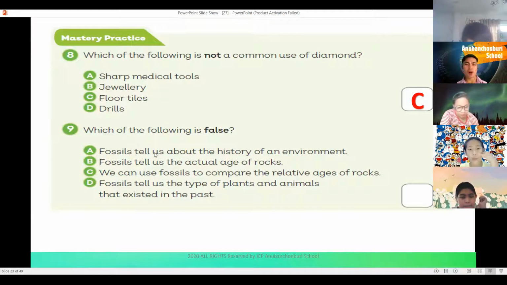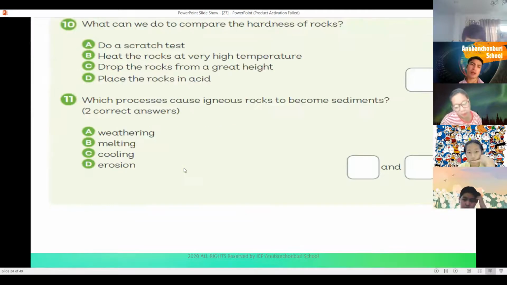Which of the following is false? Fossils tell us about the history of an environment. Fossils tell us the actual age of rocks. We can use fossils to compare the relative ages of rock. Or fossils tell us the type of plants and animals that existed in the past. Which one is false? B. Fossils tell us the actual age of the rock is false, because we can compare the relative ages of rocks only, not the actual.